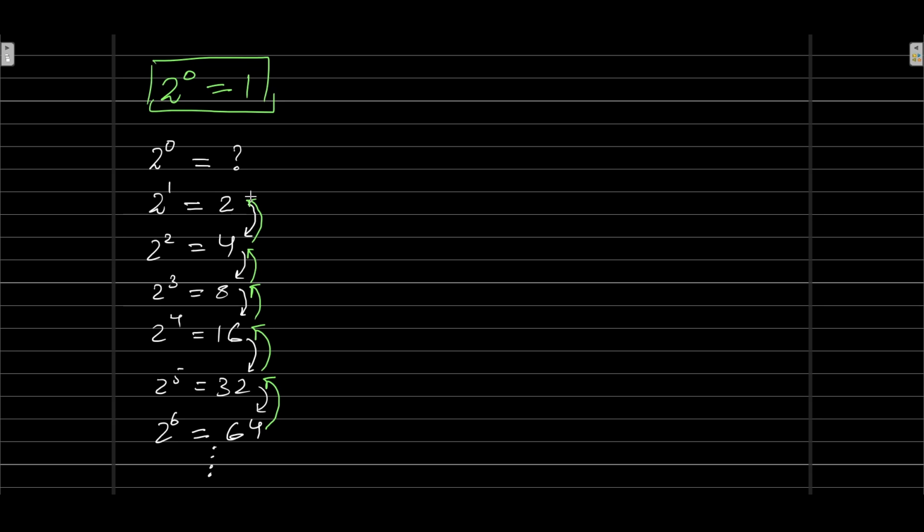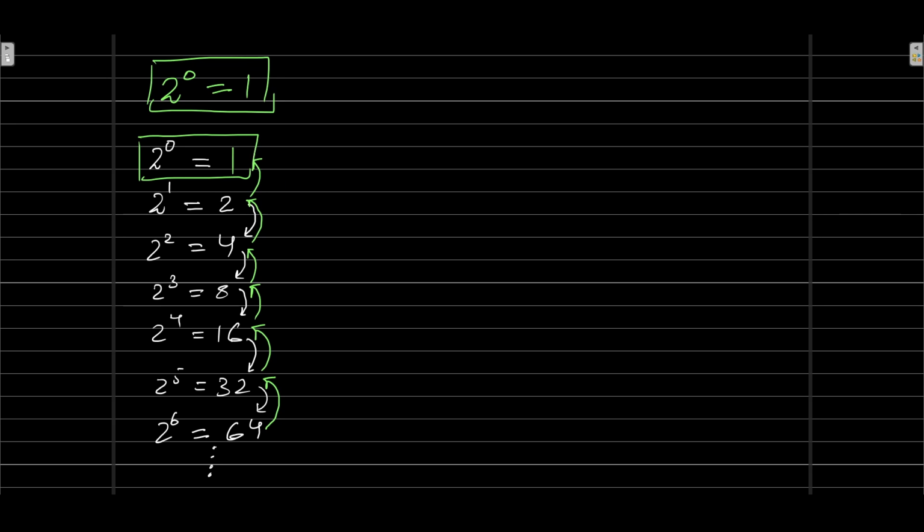So if 2 gets divided by 2, ultimately I get the result 1 over here. So you see that by a simple mathematical pattern we are able to derive that 2 having a power of 0 is 1.